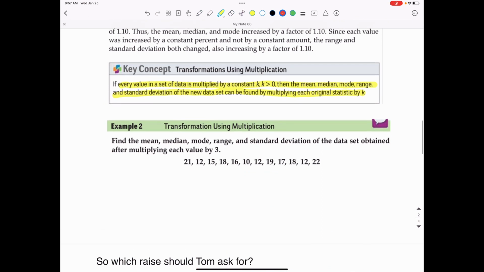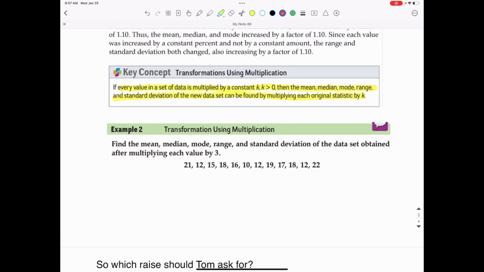So example number 2 is to find the mean, median, mode, range, and standard deviation of the data set obtained after multiplying each value by 3. So we've got our data set there. We're going to multiply all those data points by 3, and that would give us a new mean, median, mode, range, and standard deviation. Or we can just type in the original data set and then take whatever mean, median, mode, range, and standard deviation they give us times 3. So let's do it that way.